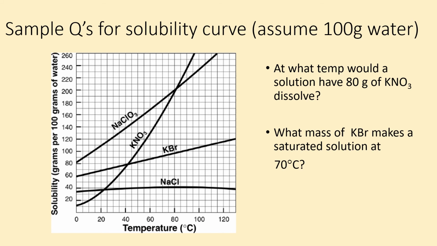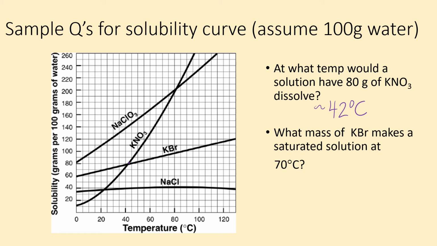Okay, what kind of questions can you get about this? Well, we did some already, but we have some more. All right, so at what temperature would a solution have 80 grams of KNO3 dissolved? Okay, so 80 grams of KNO3, go over, and the lowest temperature that can happen at is about 42 degrees Celsius. And actually, any higher temperature than that, it should be able to dissolve 80 grams.